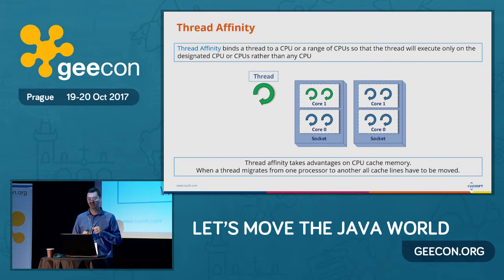And thread affinity says that if I bind my thread to one core on one socket, I will benefit from the caches later on. So in case that thread is descheduled, there is no chance it will be rescheduled on another socket. And this is good for the caches, because if the thread is descheduled, all the caches on the other core, on the other socket, would have to be moved away.